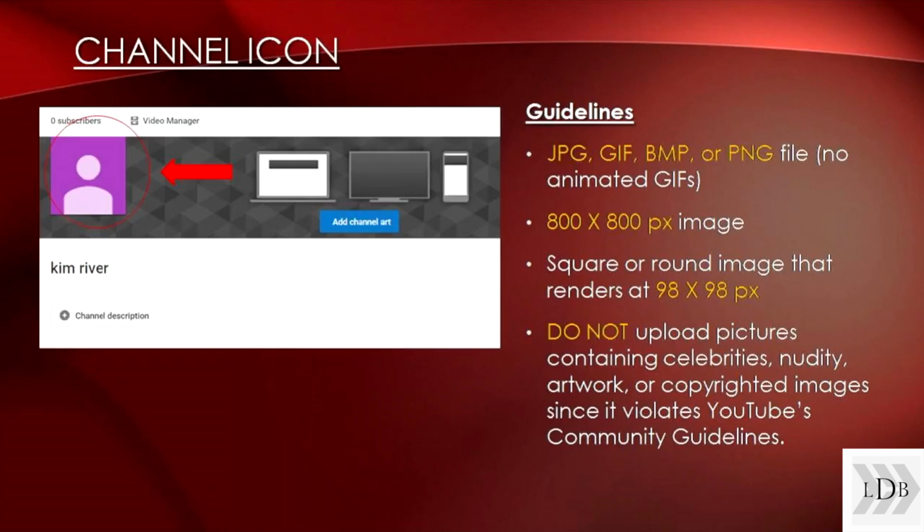Here's a recommended guideline given by the YouTube support when creating a new channel icon. JPEG, GIF, BMP or PNG files. No animated GIFs though. 800 by 800 pixels squared. Square or round images are rendered at 98 by 98 pixels. And remember this, do not upload pictures containing celebrities, nudity, artwork, or copyrighted images since it violates YouTube's community guidelines. You'll risk having your channel banned or deleted if you do so.